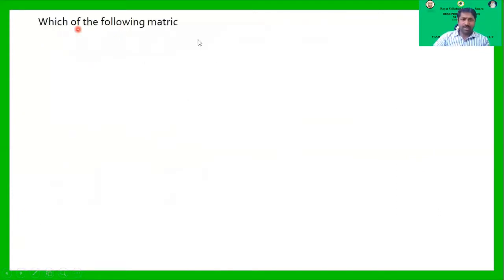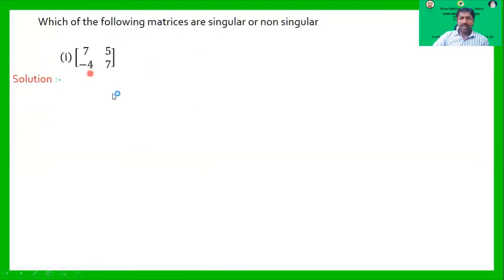Now, which of the following matrices are singular or non-singular? So we have to find whether the given matrix is singular or non-singular. Solution: we have studied that a matrix is singular if its determinant value is 0, and it is non-singular if its determinant value is different from 0.